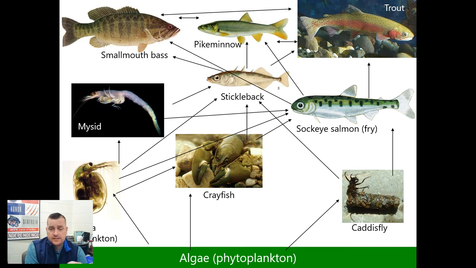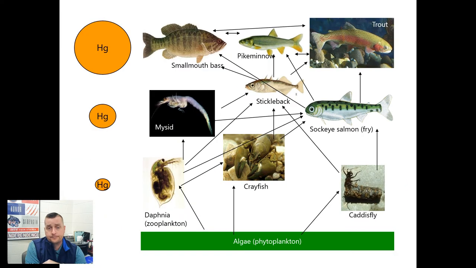So here is actually our food web for this. So you can see the smallmouth bass and the pike minnow being up at the top of the food web. They're the ones that actually wind up bringing in a whole bunch of mercury from all of the things underneath it that they eat, and they bring it in at a greater rate than they are actually able to excrete it.